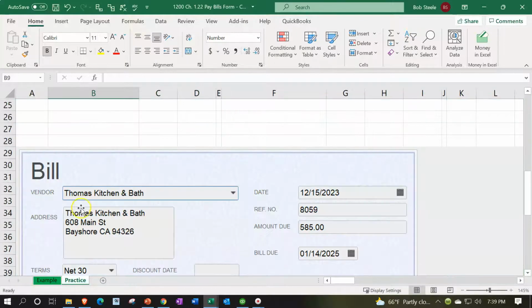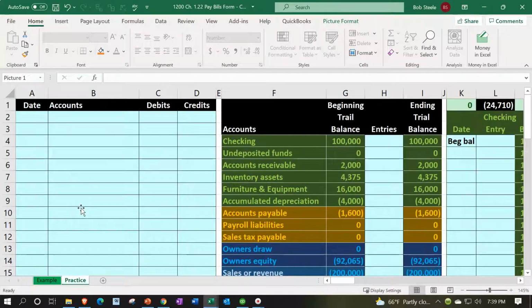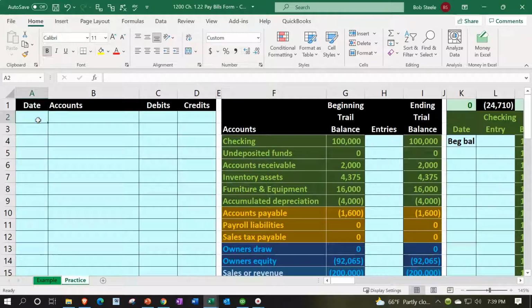So the first one, we're going to record the bill. We did this in a prior presentation. We'll do this a bit faster this time, and then we'll pay off the bill. We're starting over from scratch. We don't have the same bills that we entered in the prior presentation.